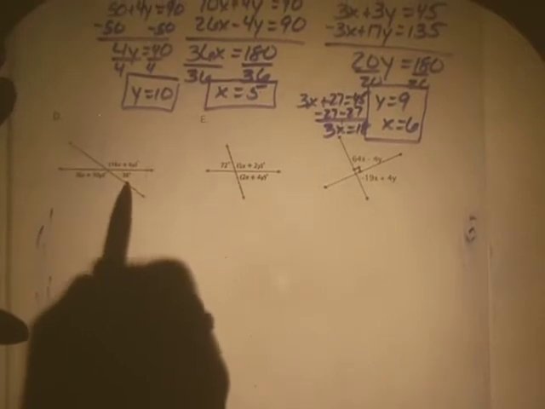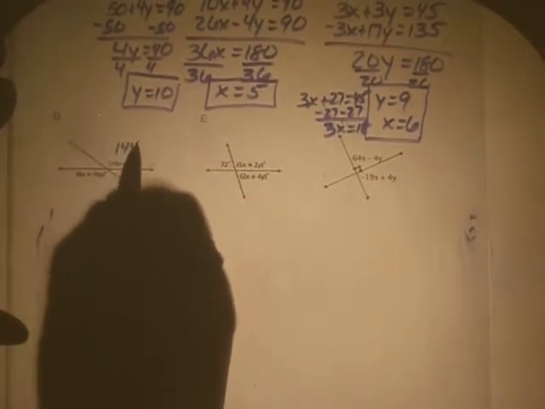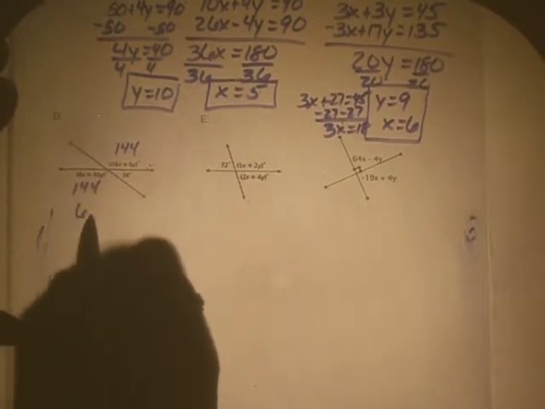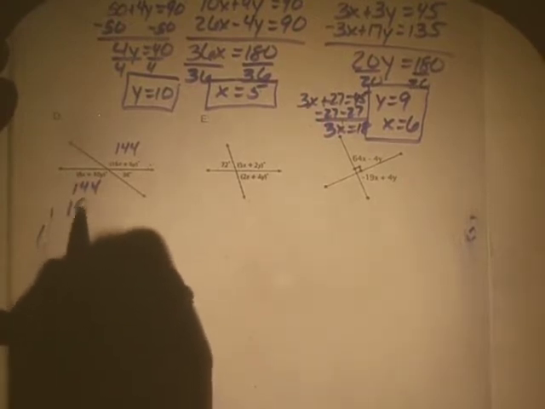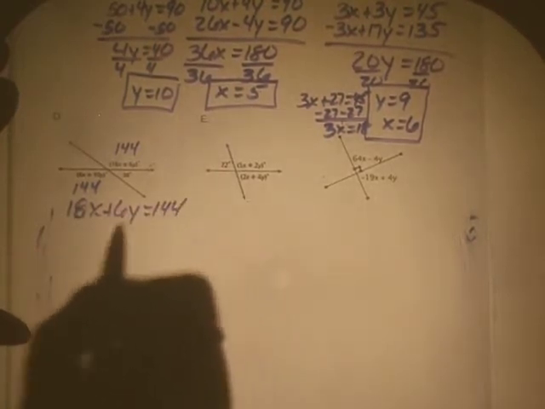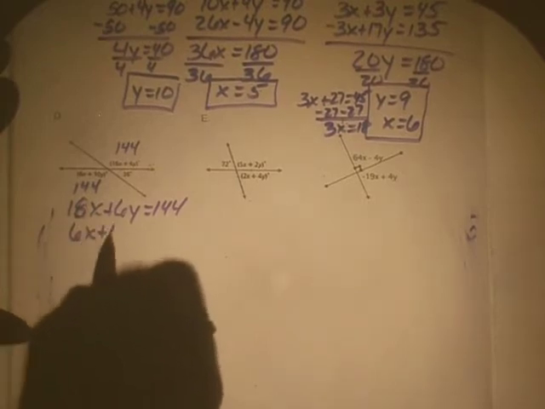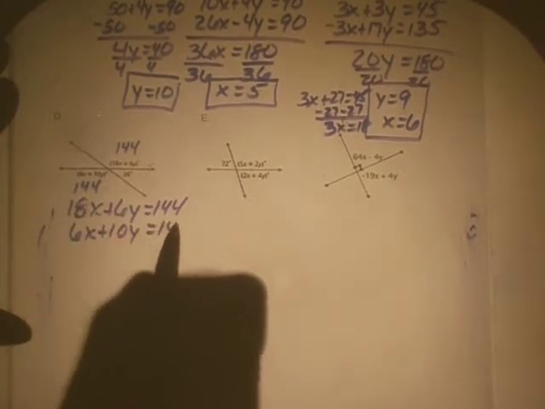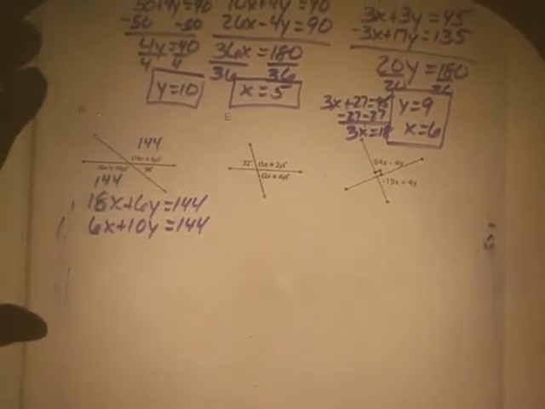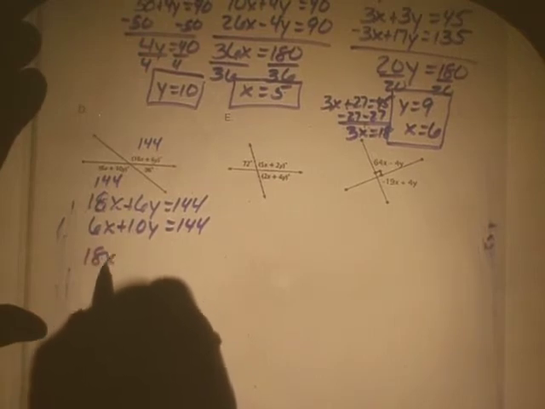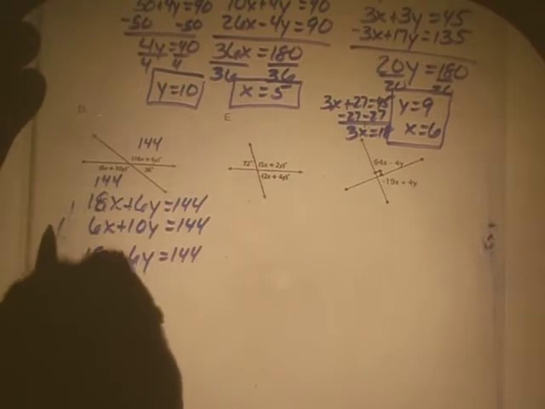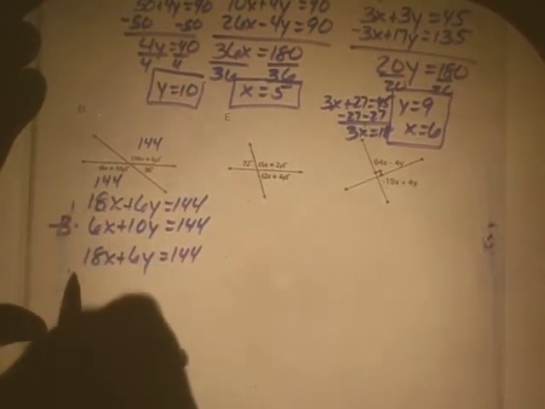Letter D, this angle is 36. These two will both be 104. So we will have 18x plus 6y equals 144, and 6x plus 10y equals 144. Nothing cancels nicely on this one, so we're going to have to rewrite the first one, and I'm going to multiply everything here by a negative 3.